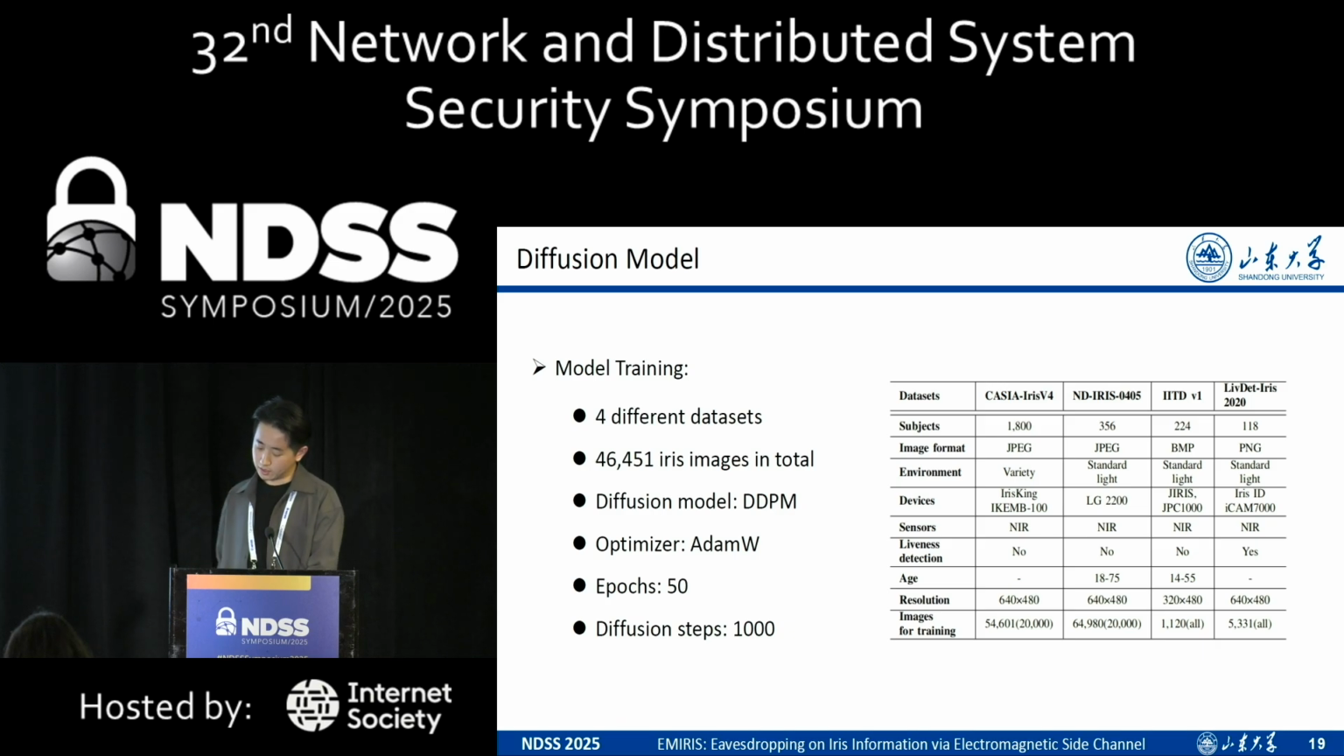So here are the details of our model training. We use over 46,000 iris images from 4 different data sets to ensure diversity. Other key training settings are listed here, including optimizer, number of epochs, and diffusion steps.